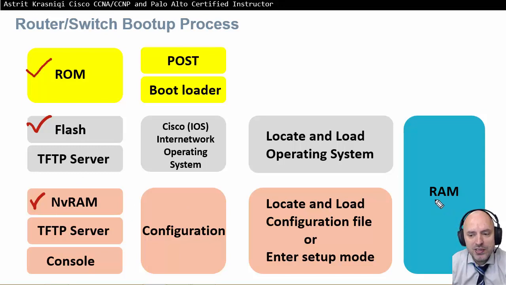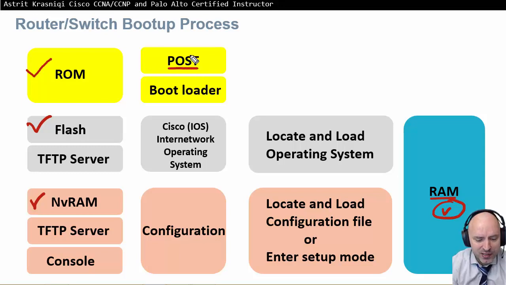Another type of memory is RAM, random access memory. Now, random access memory is volatile. That means that any data stored in RAM, if the device is powered off or accidentally loses power, any content stored in RAM will be erased. It will be deleted. Okay, so in ROM we have POST, power on self-test.